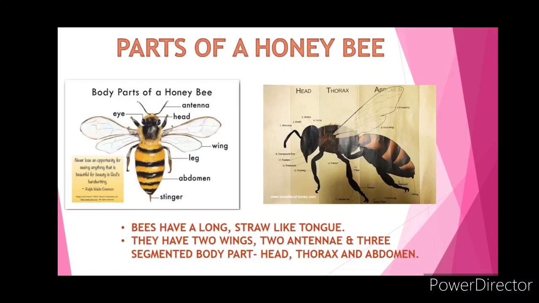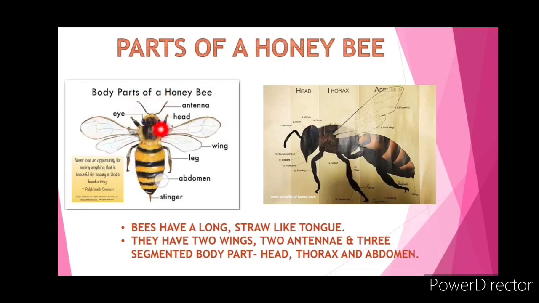Next page, parts of a honeybee. So what are the parts? The body parts. Here are two pictures on the screen. What are the body parts of the honeybee? On the left hand side picture, you can find at the top they are having two antennae. Here with the red color I am showing, these are called the antennae.